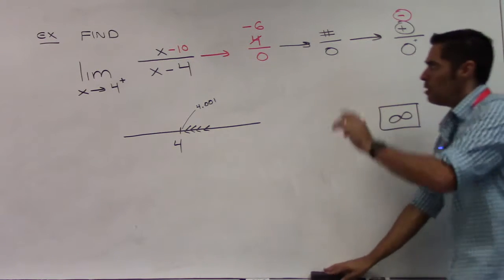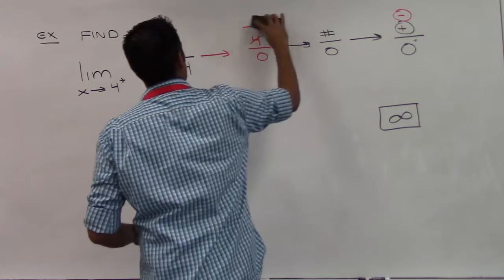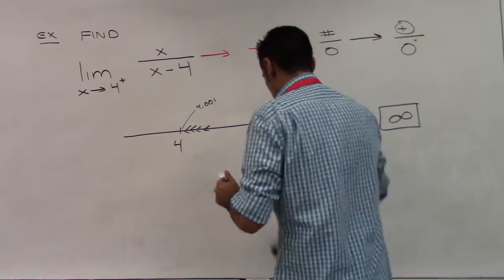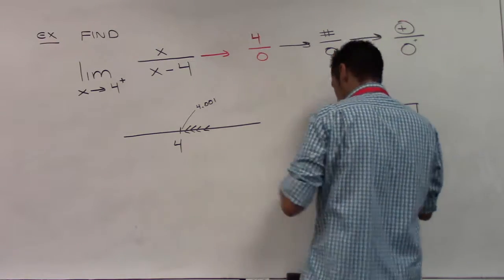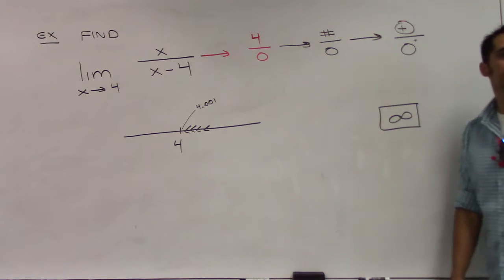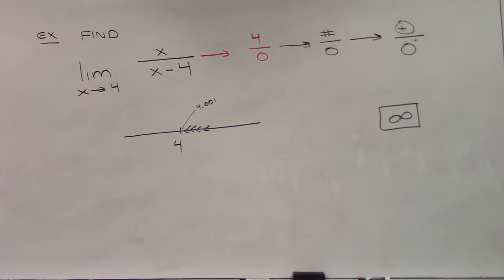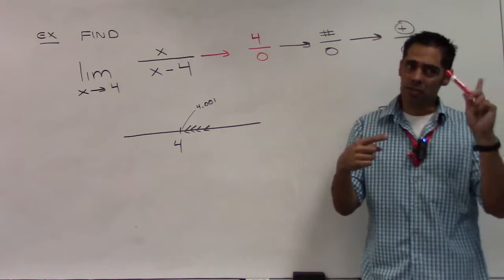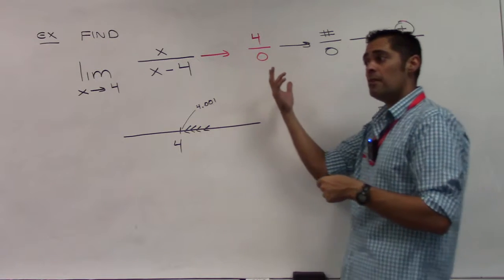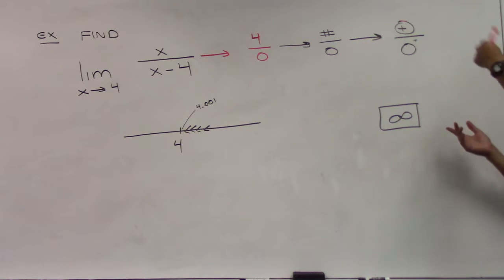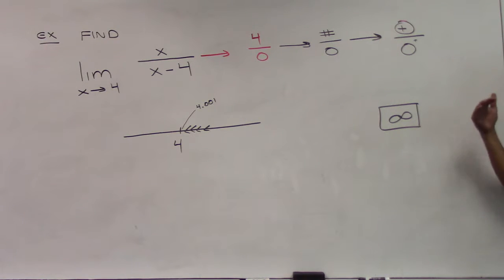Okay, so I want to go back. I don't want to erase this yet, but I want to see if you can tell me what would happen if I asked this problem and I didn't put plus or minus there. It would be does not exist. Why? You would check from both sides, and you would get positive infinity in one case, negative infinity in the other, right?